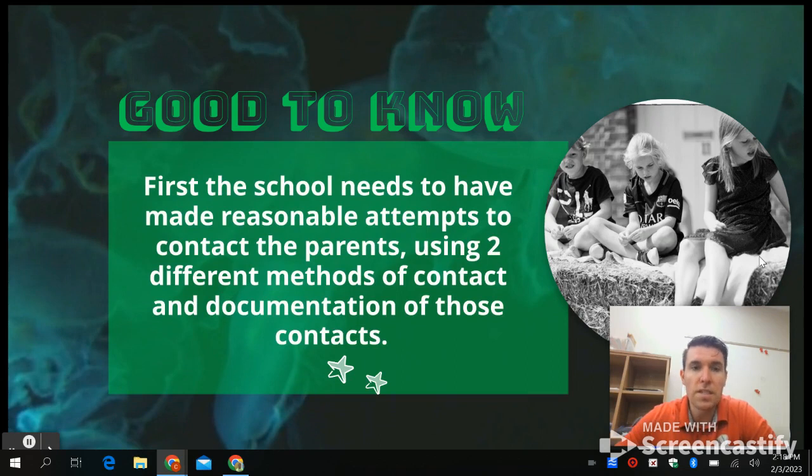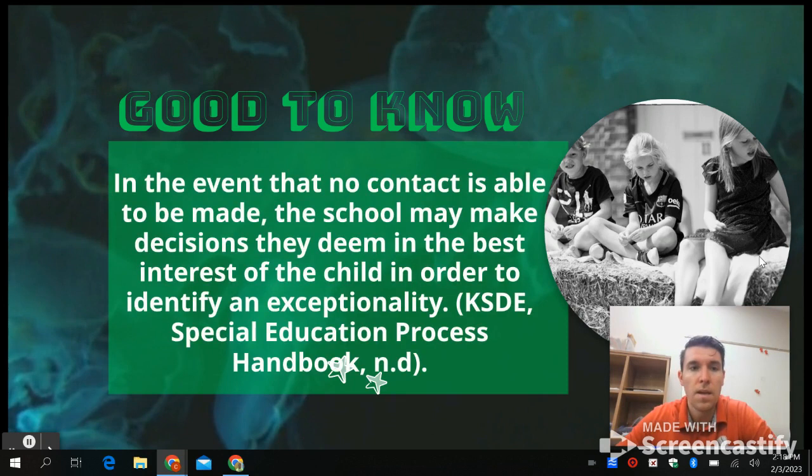Well, first, the school needs to have made reasonable attempts to contact the parents using two different methods of contact and documentation for those contacts. In the event that no contact is able to be made, the school may make decisions they deem to be in the best interest of the child in order to identify an exceptionality.